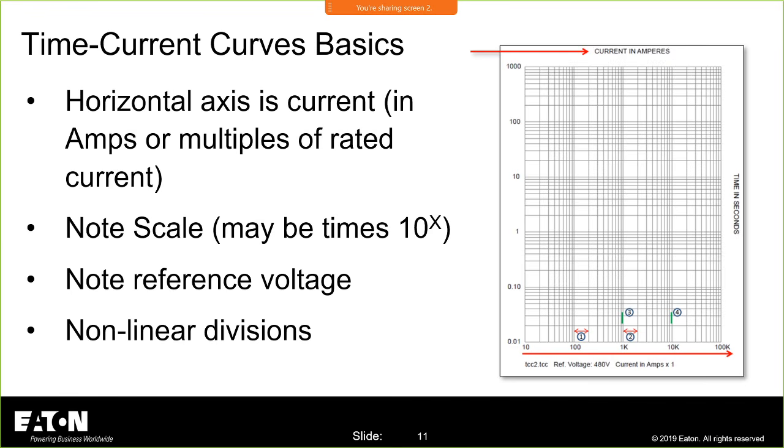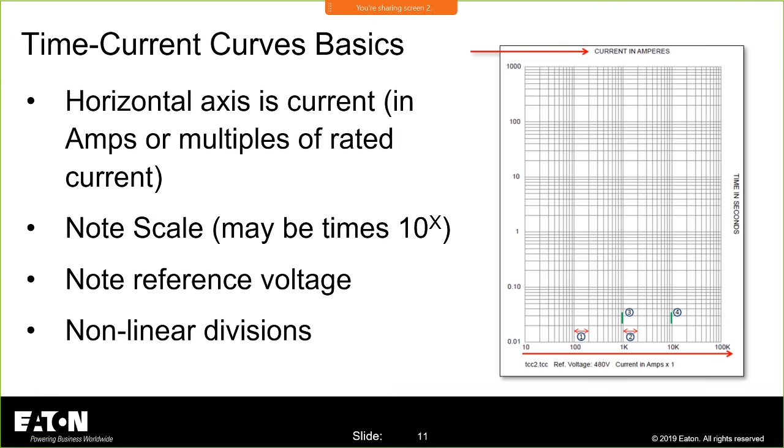It may or may not be the first time, but I at least want to go through the logistics of what a TCC curve is. You have a horizontal axis and a vertical axis, obviously like any graph paper. The horizontal axis gives us the current values, and the vertical axis is time.